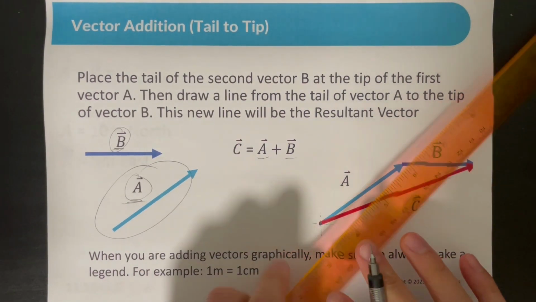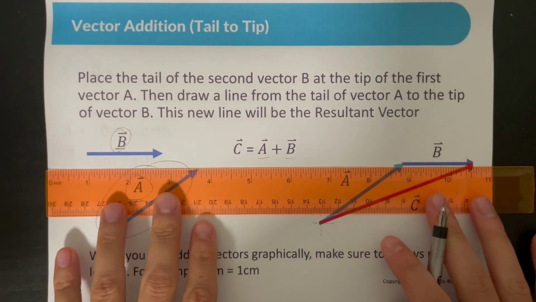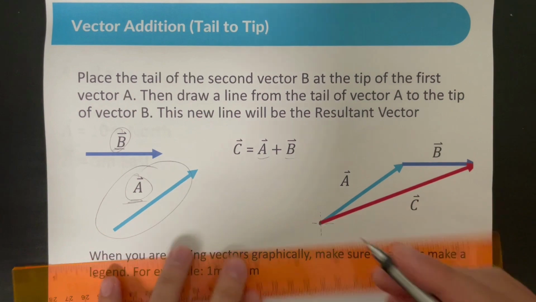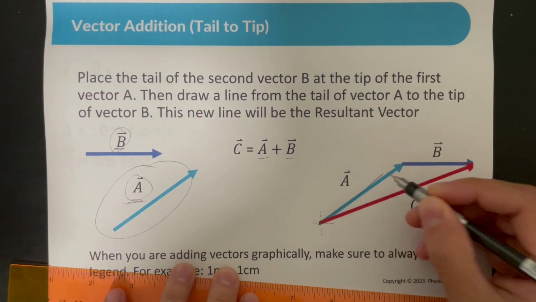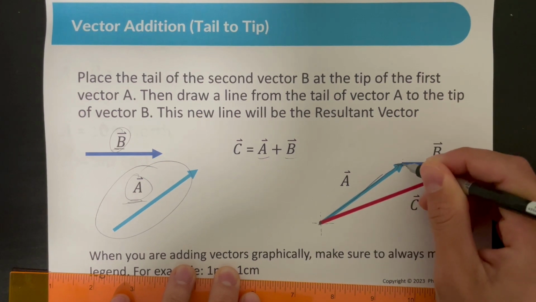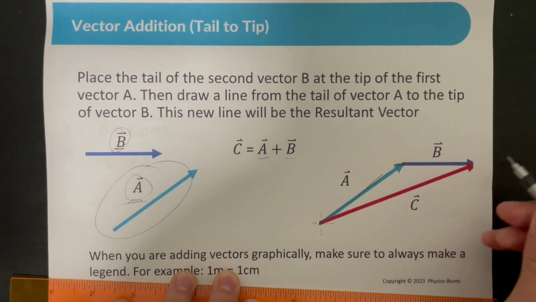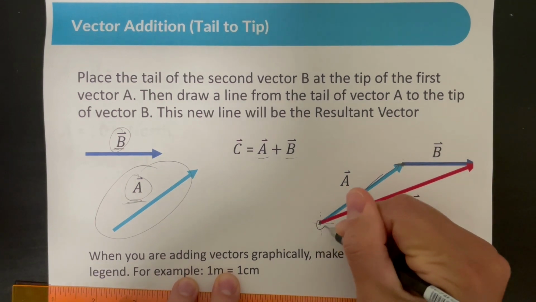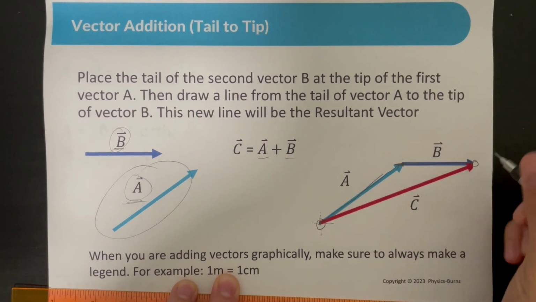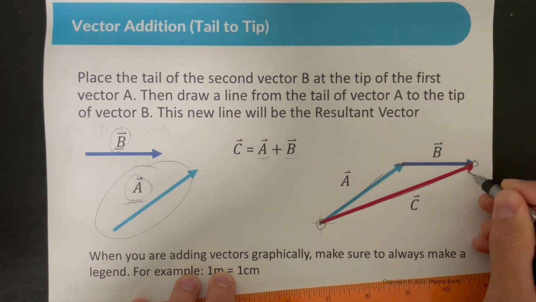We're going to see drawing it with a ruler and everything like that. And then after we draw A, we're going to find where A ends, and then we're going to draw B. And then wherever you started from to wherever you ended, that's going to be your resultant vector. Okay?